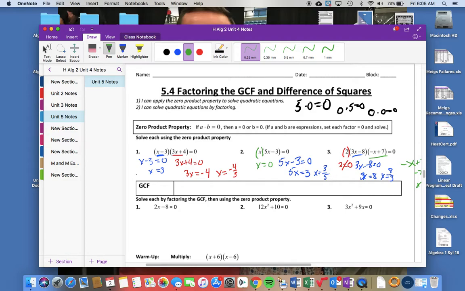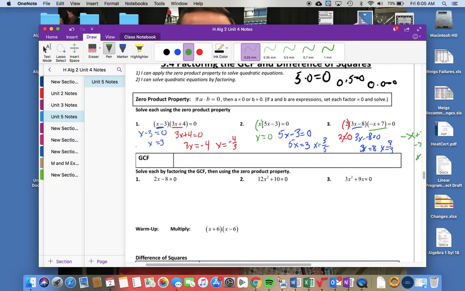Okay, so there's the zero product property. There's how that works. We're going to be using that quite a bit today as we look to solve. Let's talk about what GCF is, or the greatest common factor. So what the GCF is, I'm just going to spell this out. GCF stands for greatest common factor.